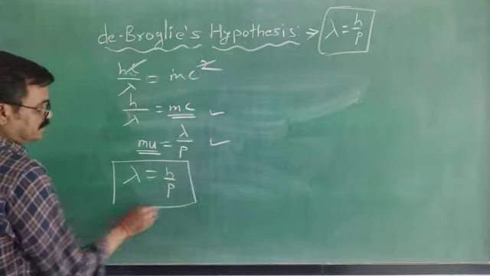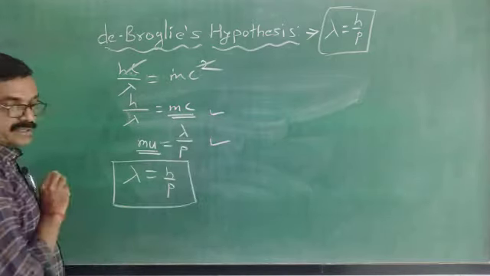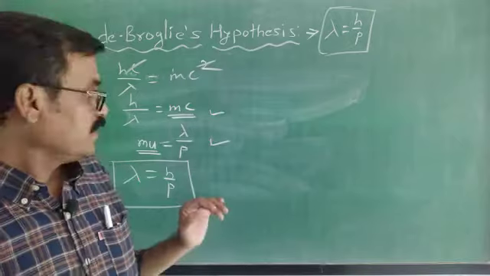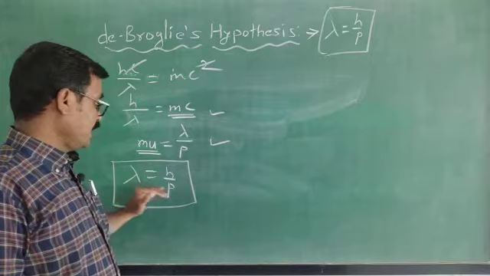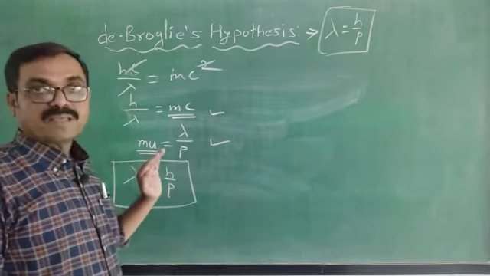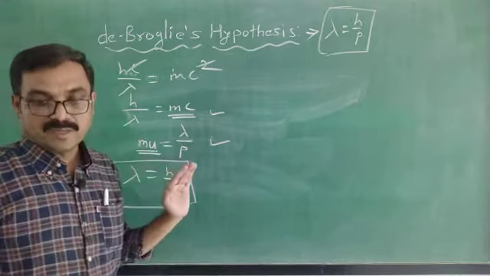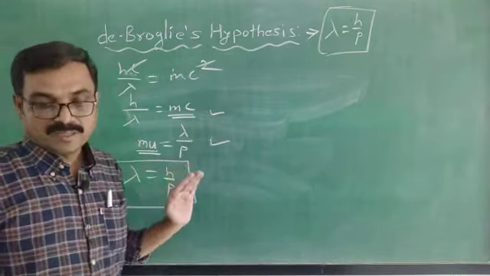In this way, de Broglie's equation is derived from Planck's quantum theory and Einstein's mass energy relationship, E equals mc squared. This is the relationship between wavelength and momentum, where h is Planck's constant. I think you all are getting this.